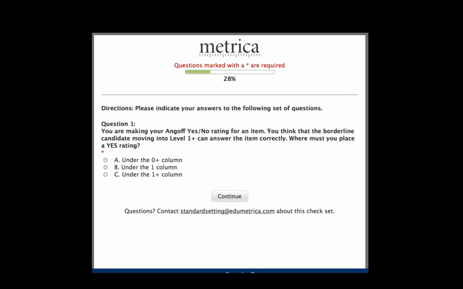Question 1 asks about the meaning of making Angoff ratings. You think that the borderline candidate moving into level 1 can answer the item correctly. Where must you place a yes rating? Well, you definitely need to place a rating under the 1+ column.